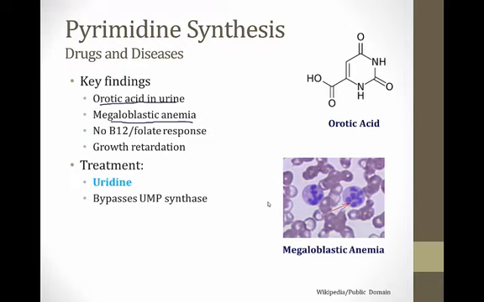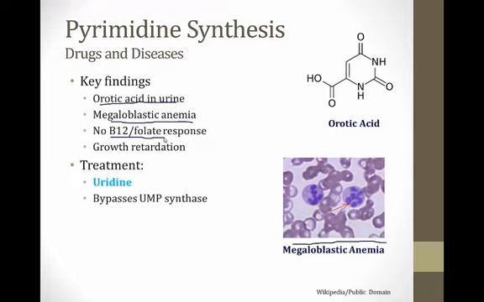In addition, a characteristic finding of megaloblastic anemia is hypersegmented neutrophils, and there's a picture of one in this slide on the screen here. Now, the most common reason people develop a megaloblastic anemia is because of B12 or folate deficiency. We'll talk about that later in this module.